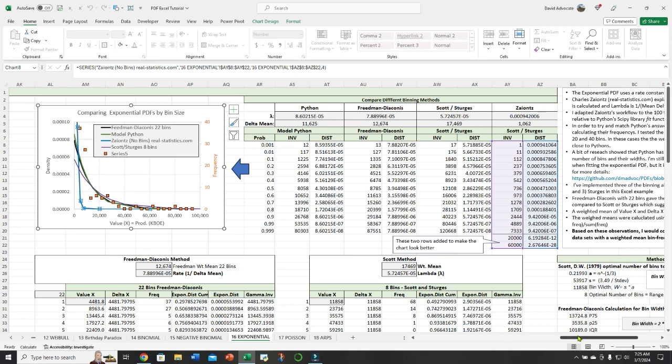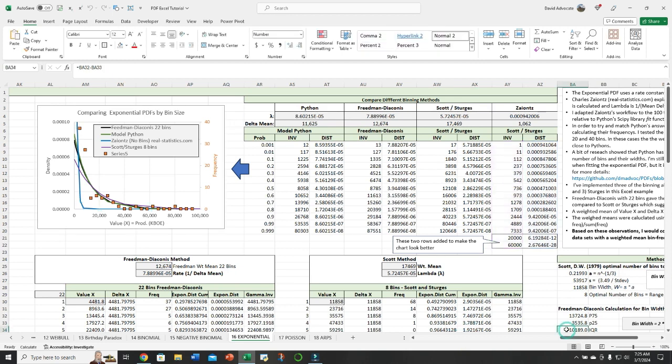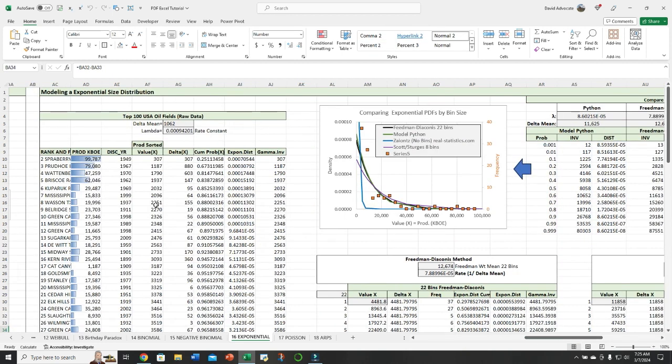So let's back up and take a look here at what I've done. Initially, I used the RealClearStatistics.com methodology.